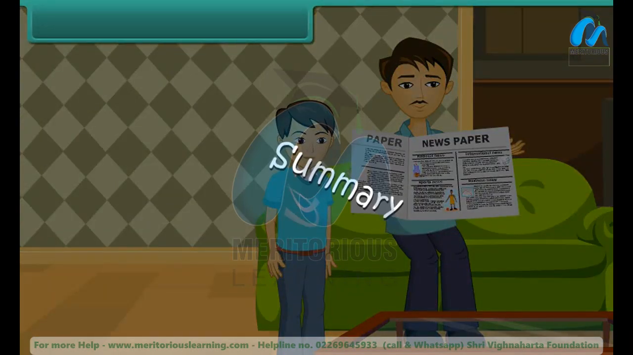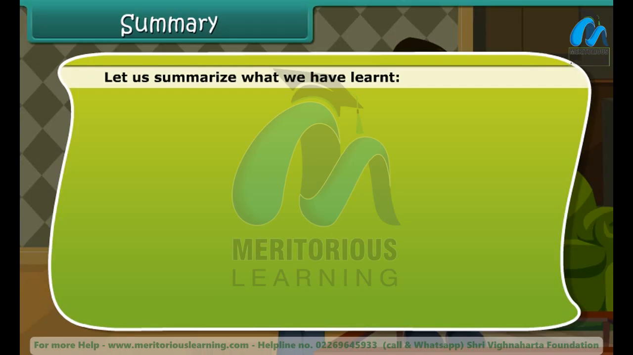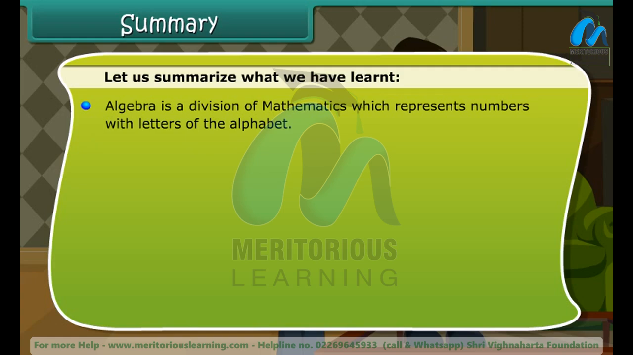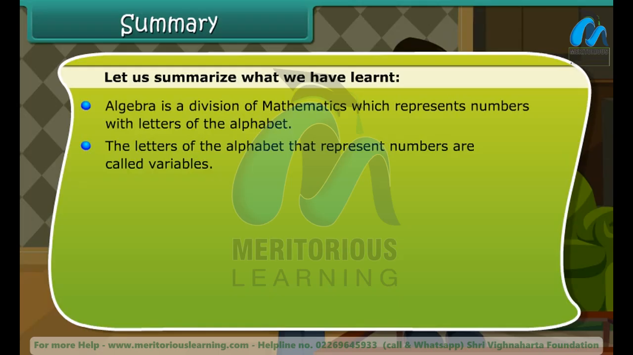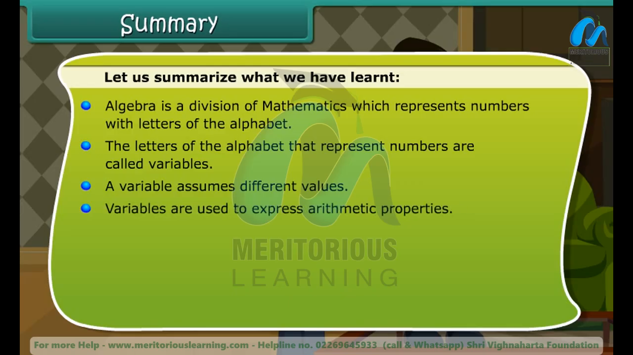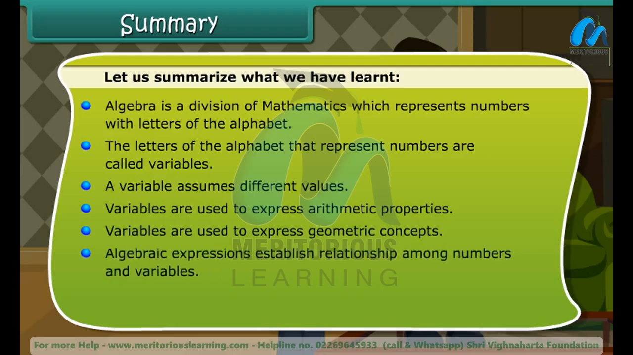Summary. Let us summarize what we have learnt. Algebra is a division of mathematics which represents numbers with letters of the alphabet. The letters of the alphabet that represent numbers are called variables. A variable assumes different values. Variables are used to express arithmetic properties. Variables are used to express geometric concepts. Algebraic expressions establish relationship among numbers and variables.